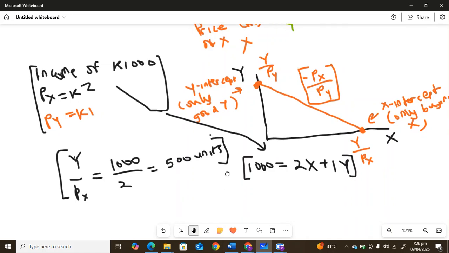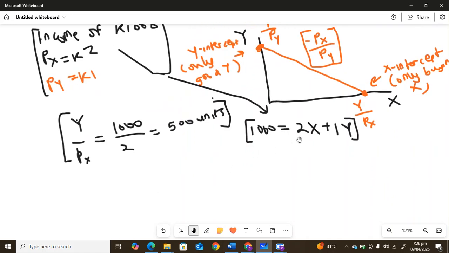Now, I also wanted to illustrate another way you can find the x-intercept, in case you forget this Y over Px. The other way you can find how many of good X you can buy if you only buy it is you equate Y to 0. Because when you're buying good X, you're not buying any of good Y, right?